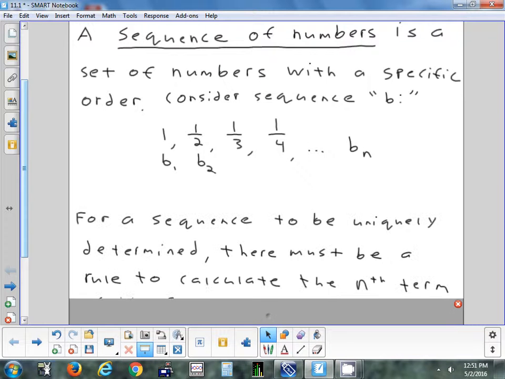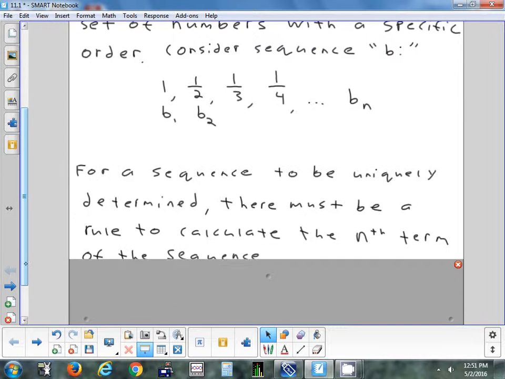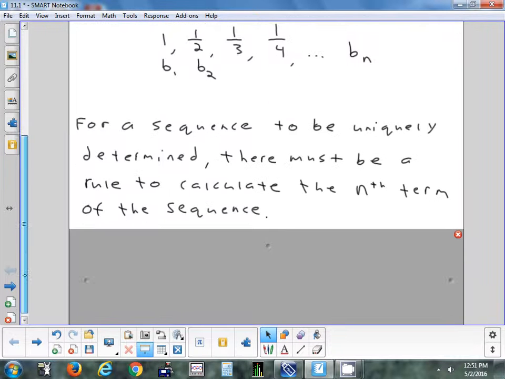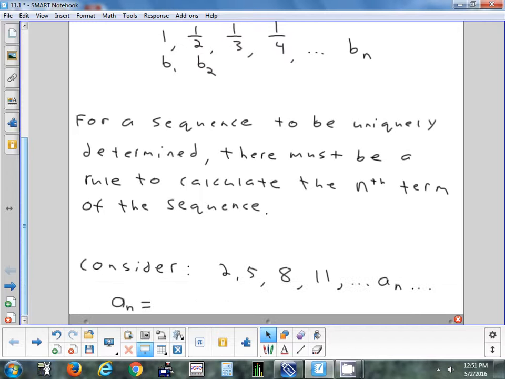So for a sequence to be uniquely determined, there must be some kind of rule or formula to calculate the terms in the sequence. Let's take a look at this sequence: 2, 5, 8, 11, ... There's an nth term, and then there's a ... after that, which means this sequence never ends. It just keeps going.